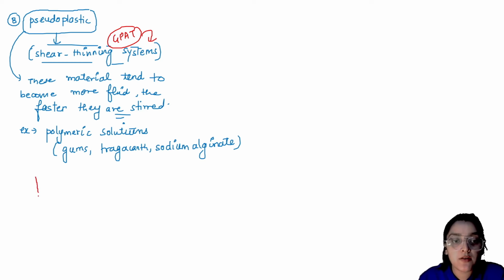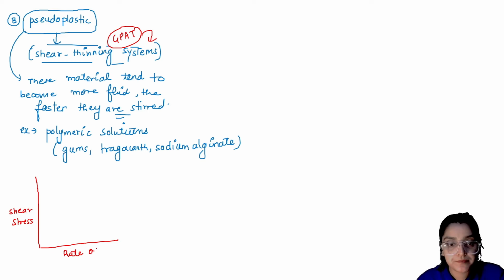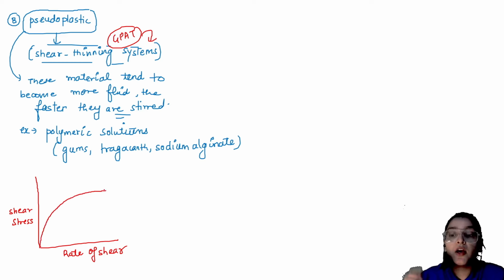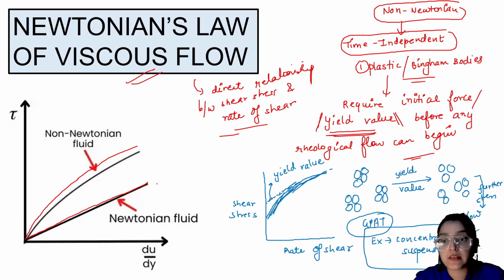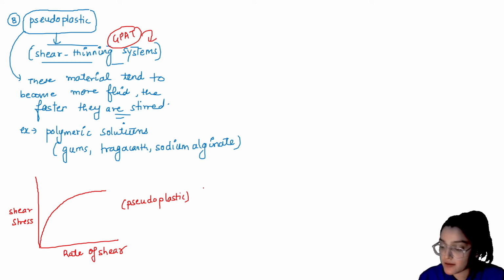Okay, now seeing the rheogram, what does it actually look like? We know that the rheogram is the plot of shear stress and the rate of shear. In case of plastic ones, we have seen that they require an initial start, which is the yield value. In case of this, the graph actually starts from the origin. You must see the difference. This is for the pseudoplastic ones. The plot we saw previously was for the plastic ones. Very important, the differences in the plot can be seen.